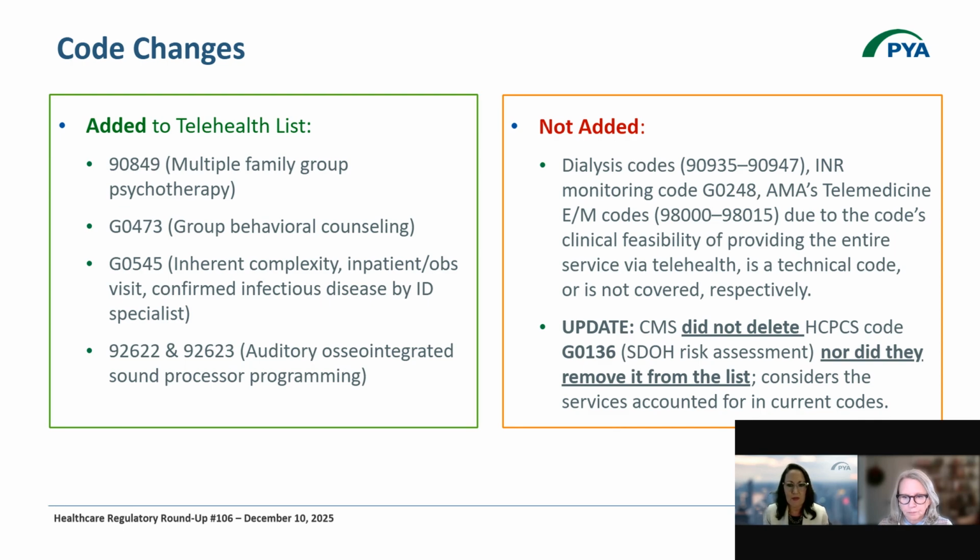And so that you can see how these play into the three criteria and they miss the mark in certain instances. So in the dialysis codes, the 90935 through 90947, they said, well, you can't do the entirety of this visit remotely. The INR monitoring is really done mostly by clinical staff as opposed to a physician or APP. And so they said that did not qualify for a telehealth service. And then the 98,000 codes that were the additional codes that the AMA added for E&M services provided by telehealth are not yet covered by CMS. And therefore, these are not applicable to a Medicare physician fee schedule payment.